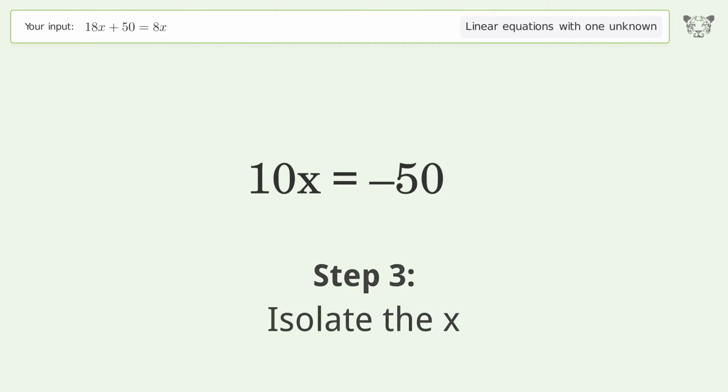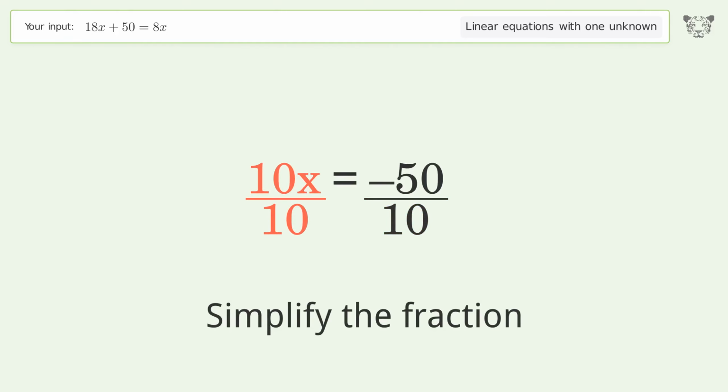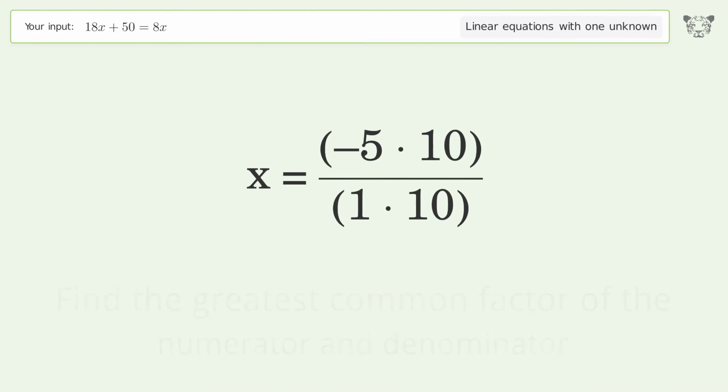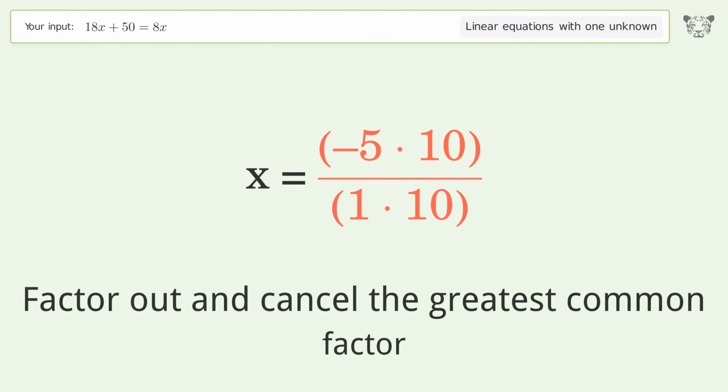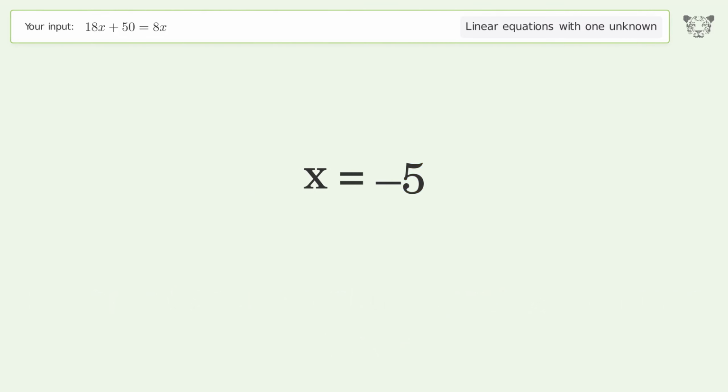Isolate the x. Divide both sides by 10. Simplify the fraction. Find the greatest common factor of the numerator and denominator. Factor out and cancel the greatest common factor. And so the final result is x equals -5.